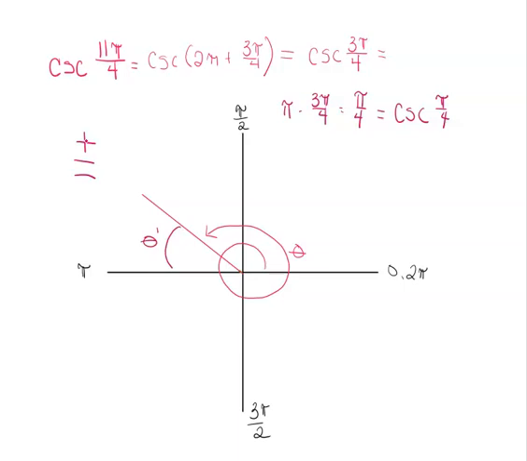4. So taking the cosecant of 11 pi over 4 is the same thing as taking the positive cosecant of pi over 4, which is the same thing as taking 1 over the sine of pi over 4. And we know that the sine of pi over 4 is the square root of 2 over 2, therefore its reciprocal is simply the square root of 2. So the cosecant of 11 pi over 4 is equivalent to the cosecant of pi over 4, which is the square root of 2. And we found that by using coterminal angles and reference angles.